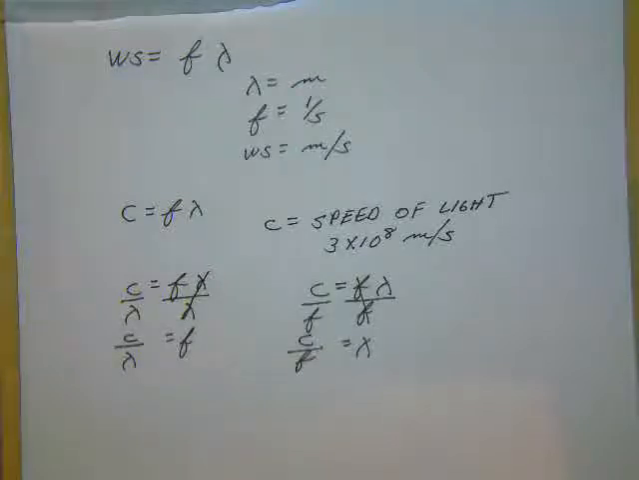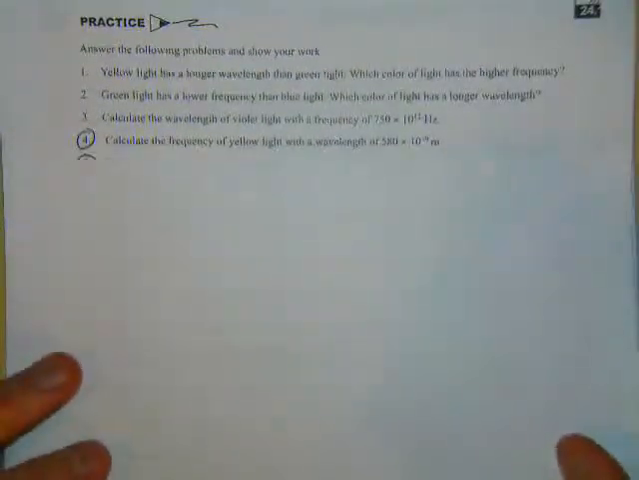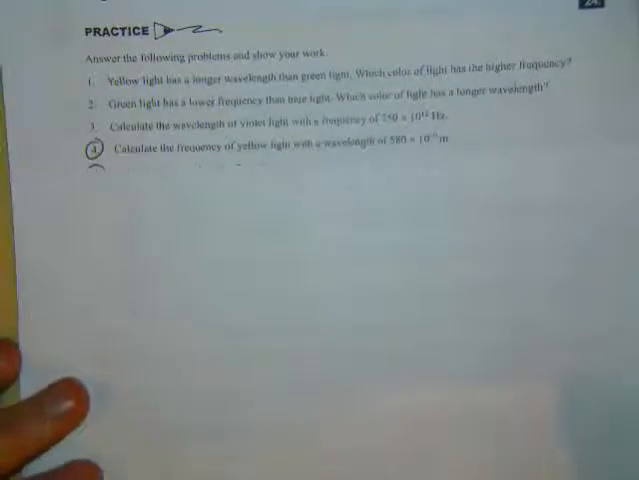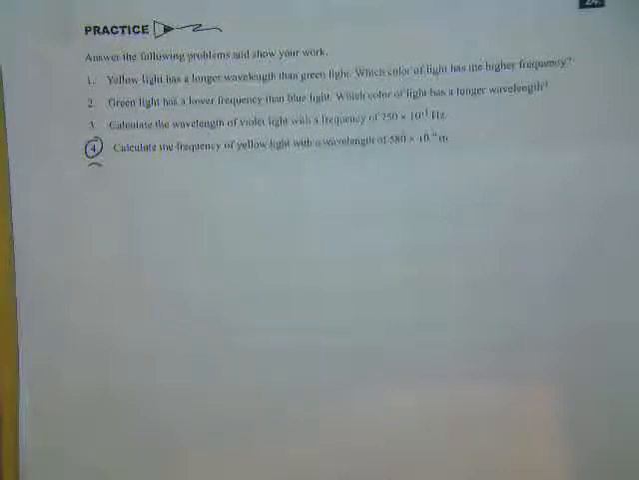All right, I'm going to do a couple problems from the worksheet, and they're pretty indicative of any of the problems that you can do. So I'm going to turn this over. Now let's get the worksheet problem out. Let's do problem number 4. Calculate the frequency of yellow light with a wavelength of 580 times 10 to the minus 9th meters.